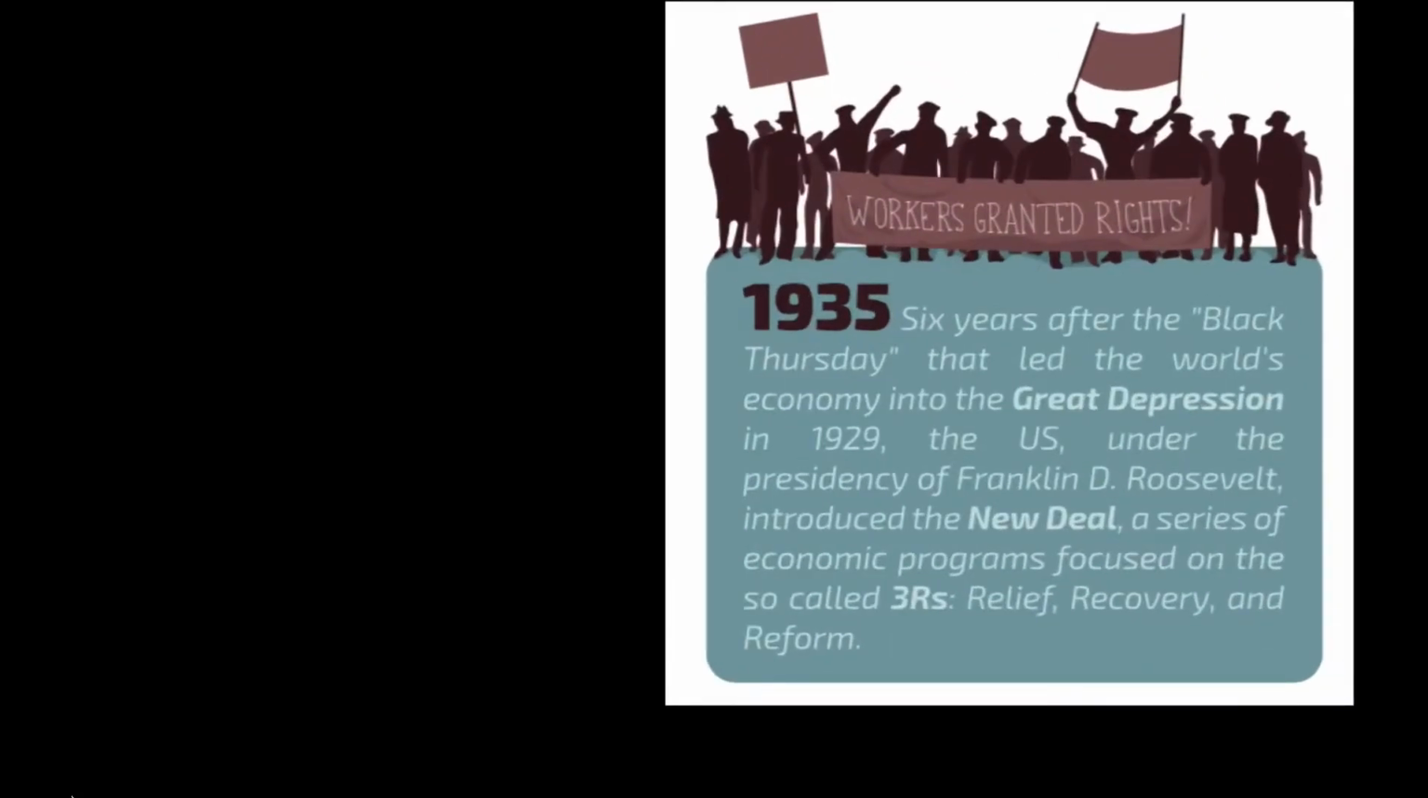In 1935, 6 years after the Black Thursday that led the world's economy into the Great Depression in 1929, the U.S., under the presidency of Franklin D. Roosevelt, introduced the New Deal. It was a series of economic programs that focused on the so-called 3 Rs: relief, recovery, and reform.